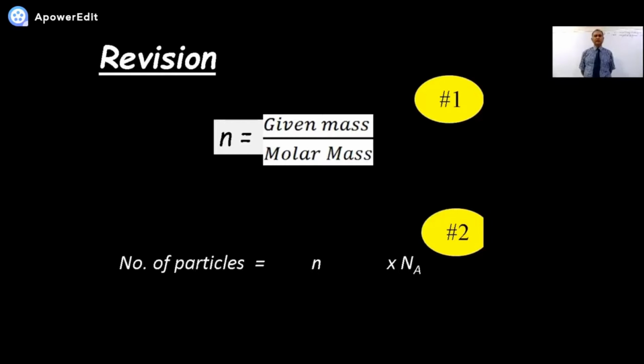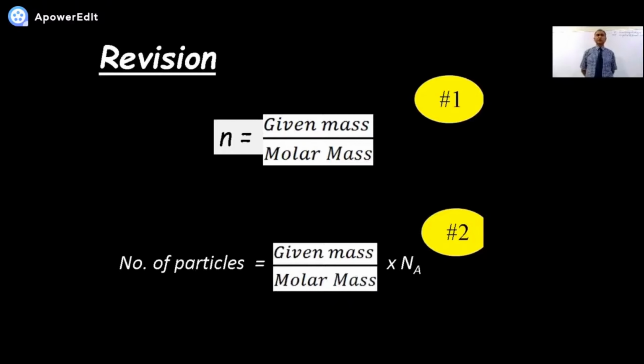See, this is the formula. What is the value of n? You can see, we are substituting the value of n, given mass upon molar mass, and writing it in place of it. So it will be like this. So this will be our final formula that we have used in the last numerical yesterday. What is the formula here? Number of particles is equal to given mass upon molar mass times Na.